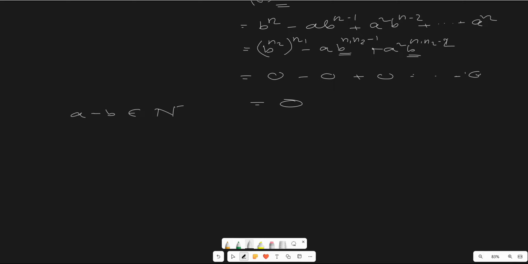Okay, so now we have to check whether this is a right ideal or left ideal, right? How will you check for the left ideal and the right ideal?